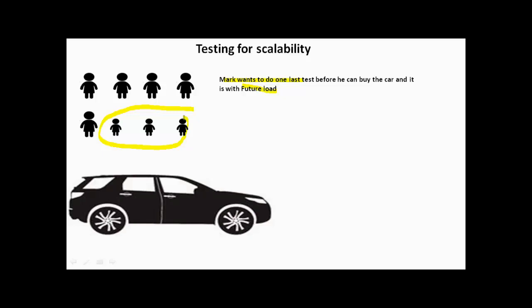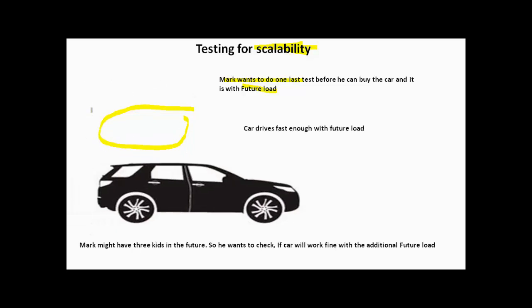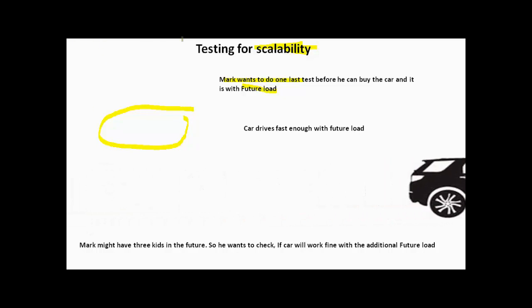Not now, but maybe 3 years or 5 years down the lane, and he still wants to use the car at that point of time. So he's testing for scalability, which is the future load. He had his niece or nephew's kids come over, and he is going not for a long drive but a 1 hour drive, with how many people? 8 people. Now he has these 8 people sitting in the car and going for a drive. What is he testing for? Is the car driving fast enough with the future load? If it is, then the scalability test is passed, and now Mark can go ahead and buy the car.